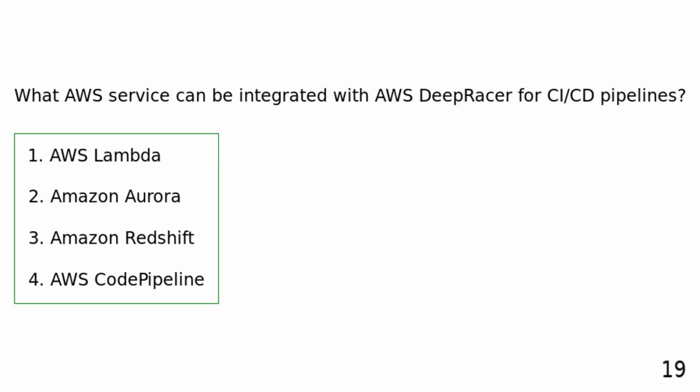What AWS service can be integrated with AWS DeepRacer for CI/CD pipelines? AWS Lambda, Amazon Aurora, Amazon Redshift, AWS CodePipeline.